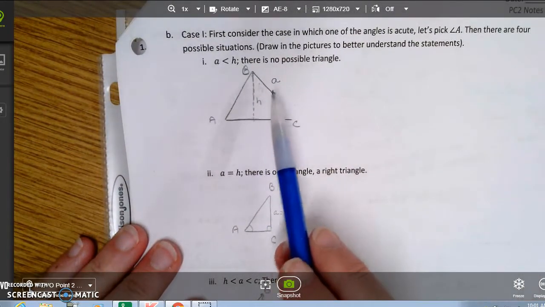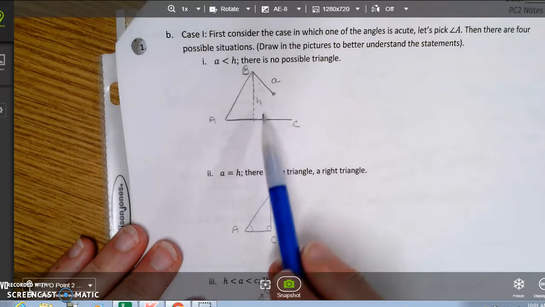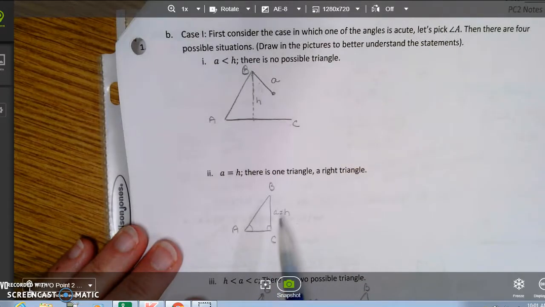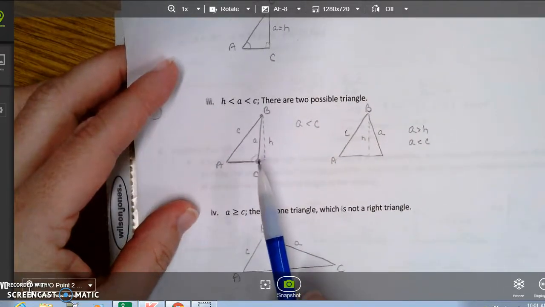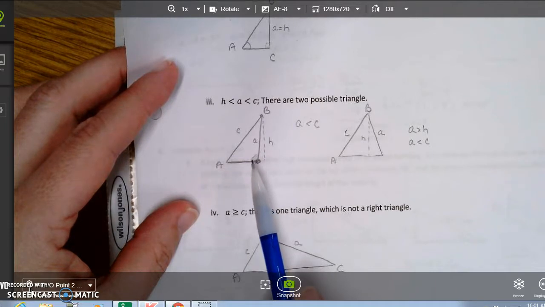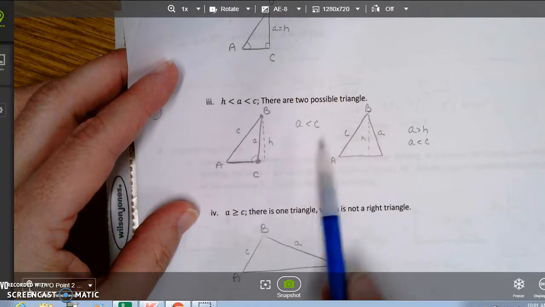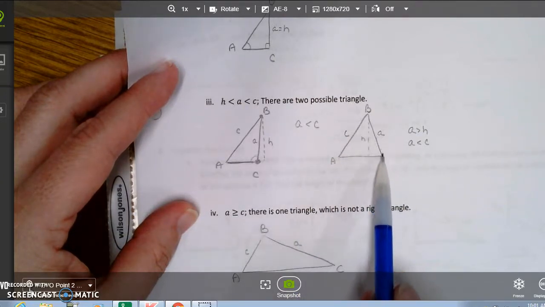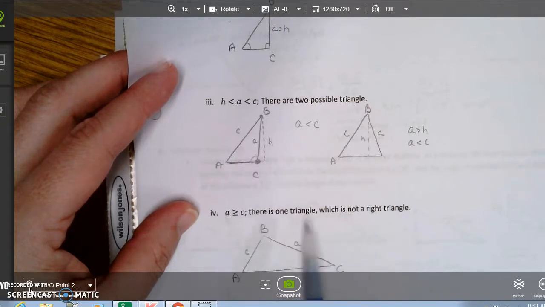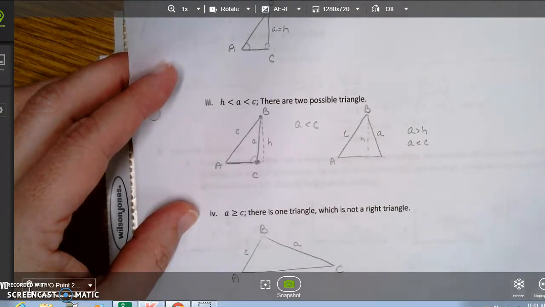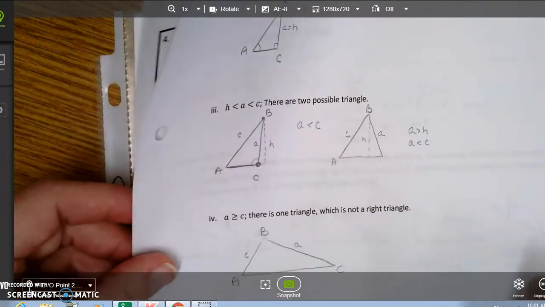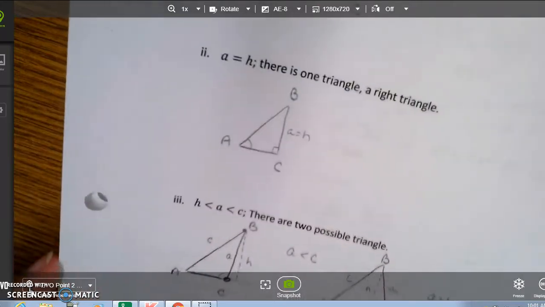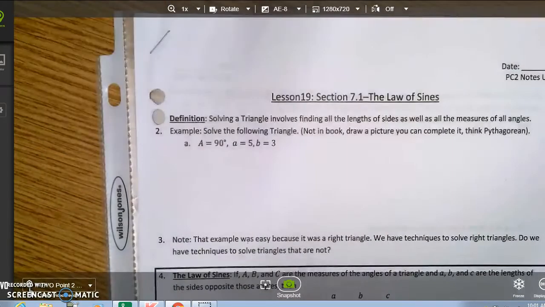So what we're looking at here is that A is too short again. In this case, A is the same length as the height, so it's a right triangle. And in this case, I could have an obtuse angle here and A would make a triangle. Or I could swing A out and I would have a different triangle. So these are what we call ambiguous cases. It's cases where there's more than one triangle, or no triangle at all, or one possible triangle. And we're going to talk about an easy way to solve that type of problem.